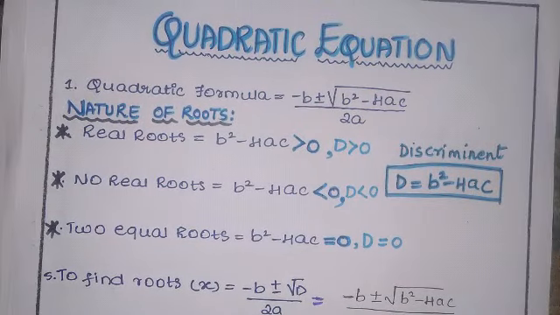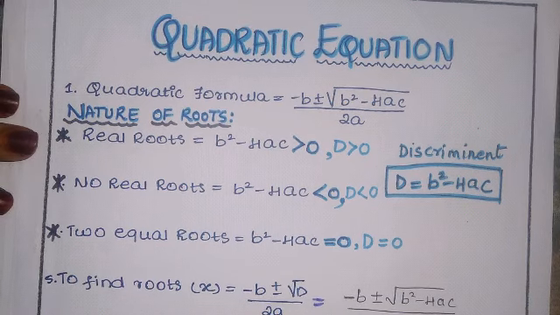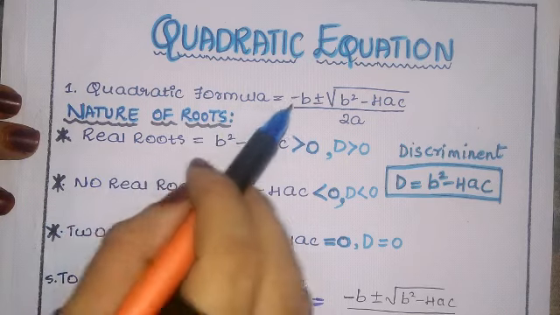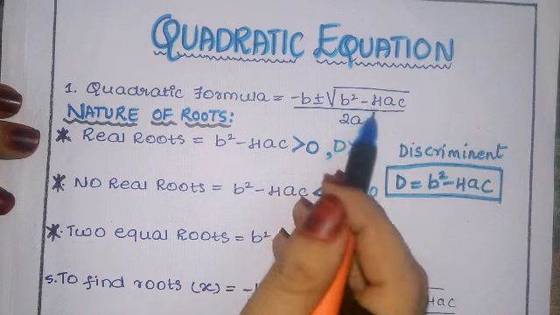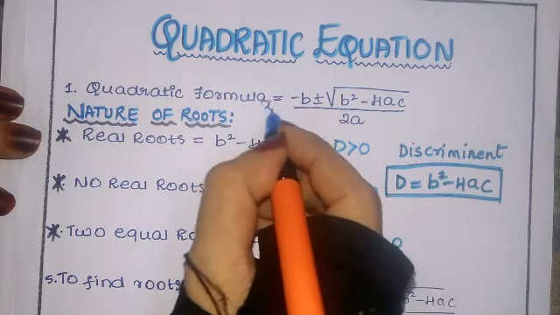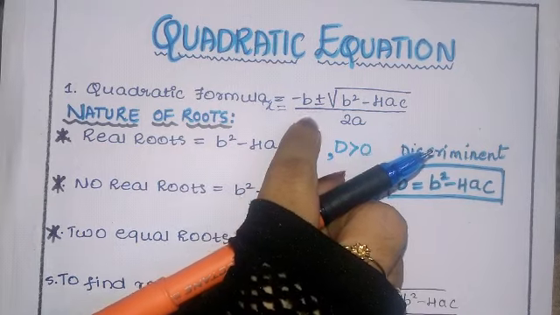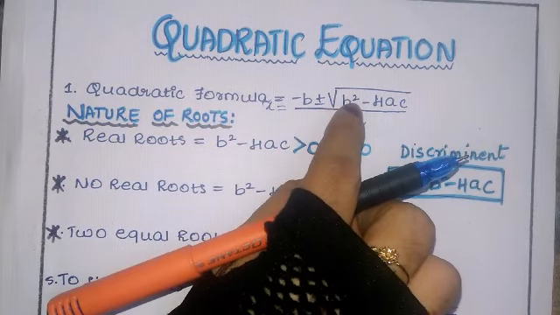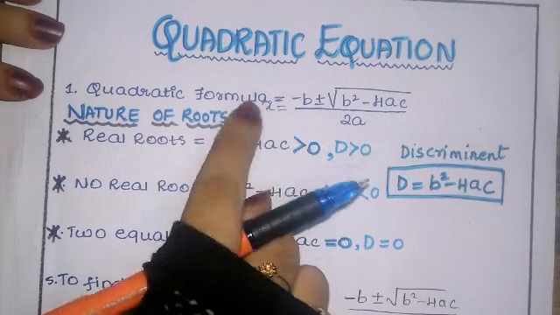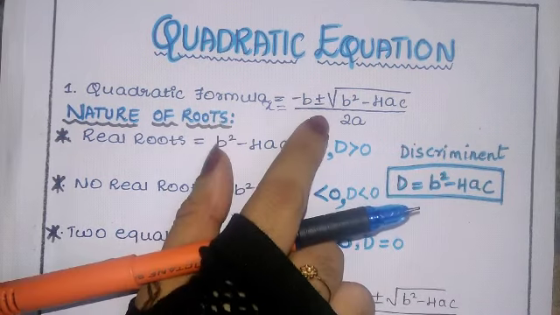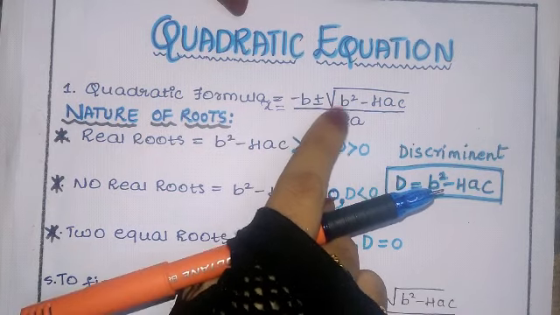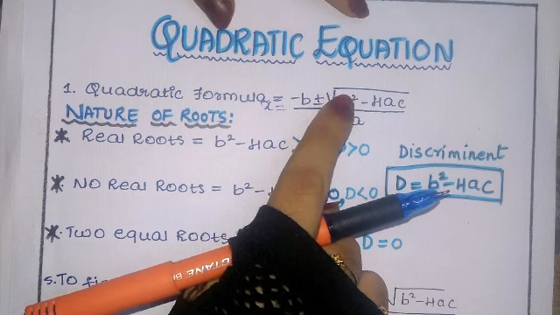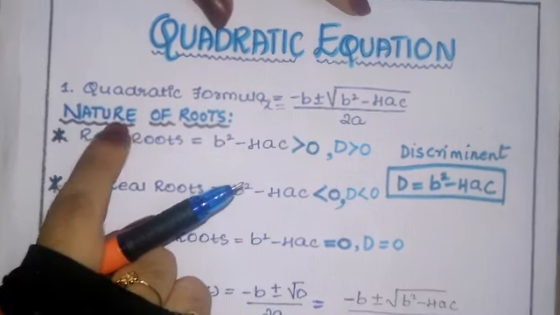Let us see now quadratic equation formulas. Here in quadratic equations, the very important formula is only one, that is the quadratic formula. X is equal to minus b plus or minus root of b square minus 4ac upon 2a, which is a very important formula. Find the roots of the quadratic equation by using the formula method. Find the roots by formula method. So this is the very important formula.